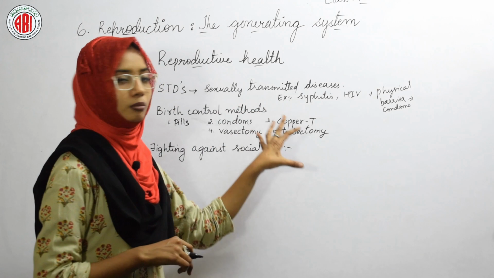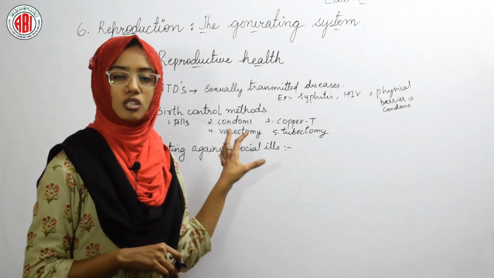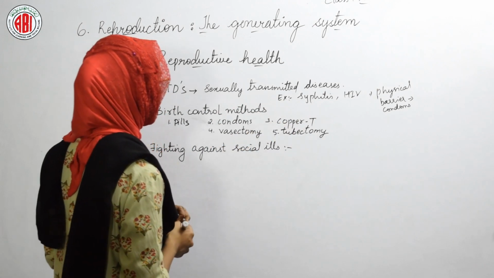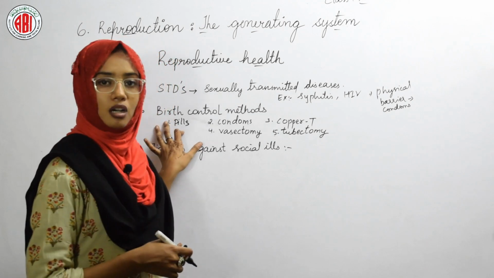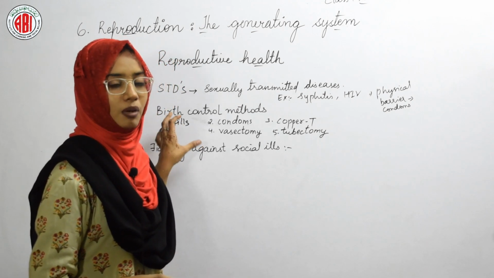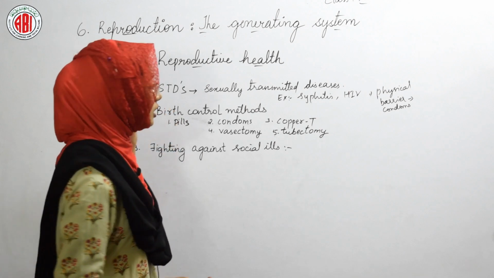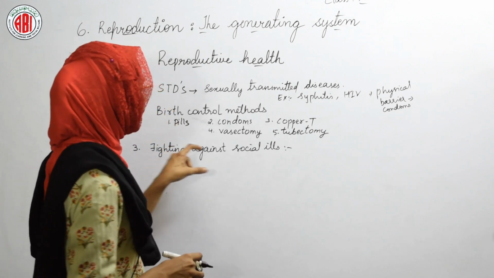So by these two processes the birth of a child can be controlled. These are some birth control methods which we can implement in our life, but there are some side effects that can be seen by using or attempting these methods. The last one is fighting against social ills.